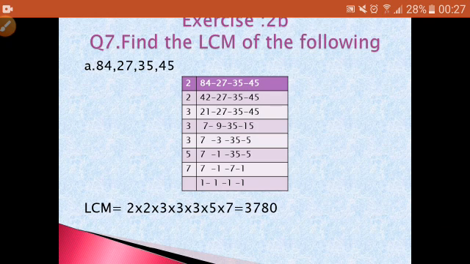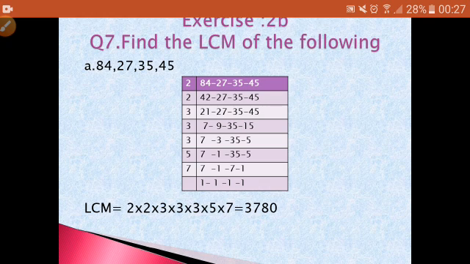Now see, 21, 27, 35, 45 are all odd numbers, and if we see the smallest one, 21, it is divisible by 3. So let's start division with 3. 3 times 7 is 21, and then 3 times 9 is 27. 35 does not go in 3's table, so next 45, 3 times 15 is 45. Next 7, 9, 35 and 15.